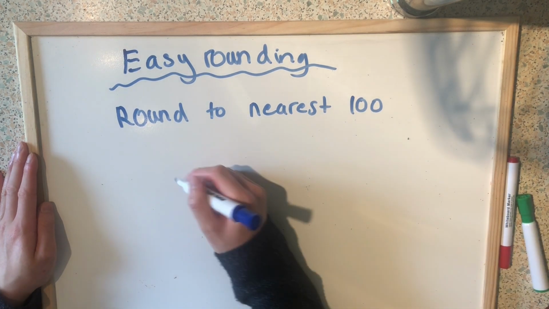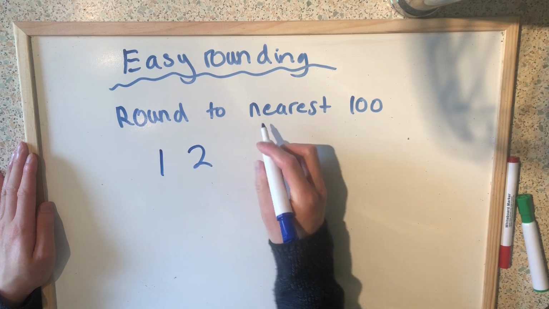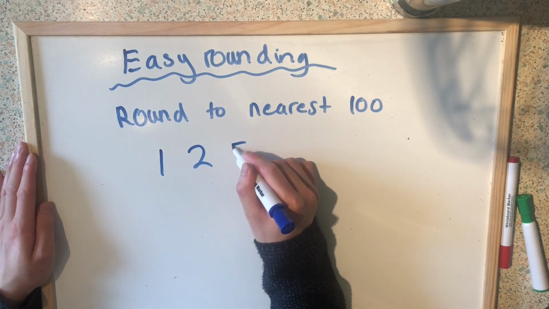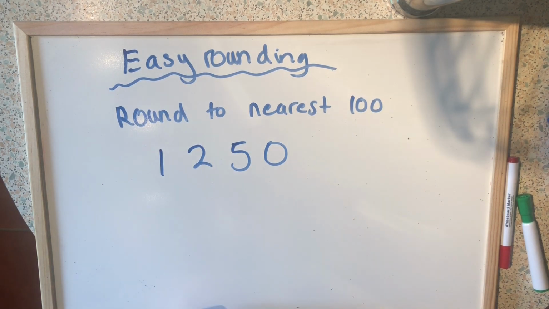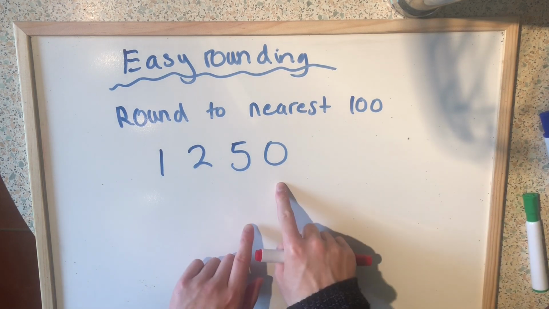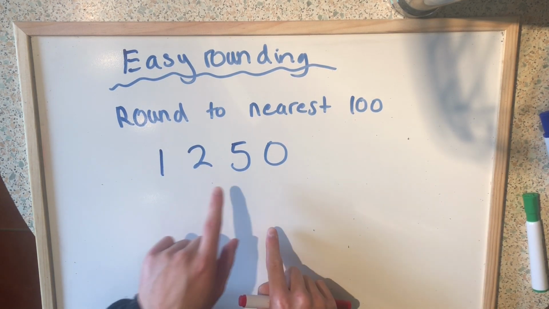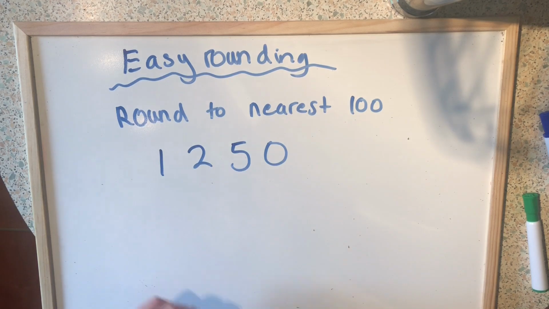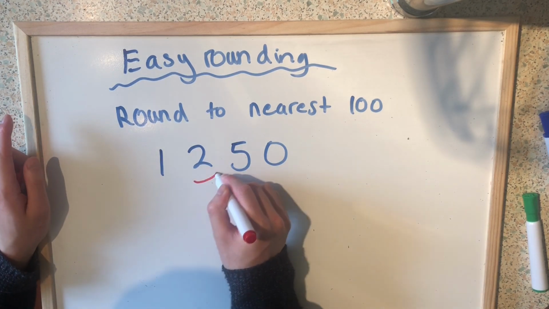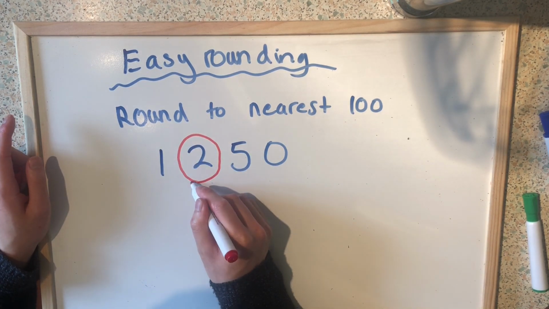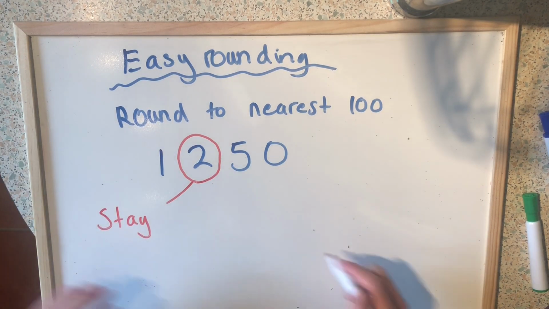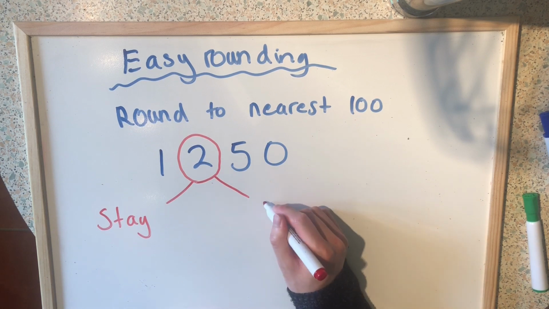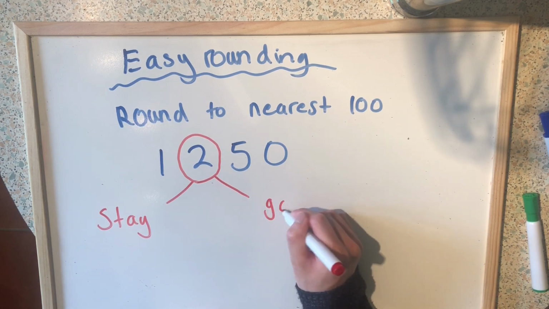So let's use 1,250. So we're rounding to the nearest 100. So we look at 1,250, that's our units, that's our tens, that's our hundreds, and that's our thousands. So we're looking at this one. This will either stay as 2, so nothing changes, or this will increase to 3, so this will go up.